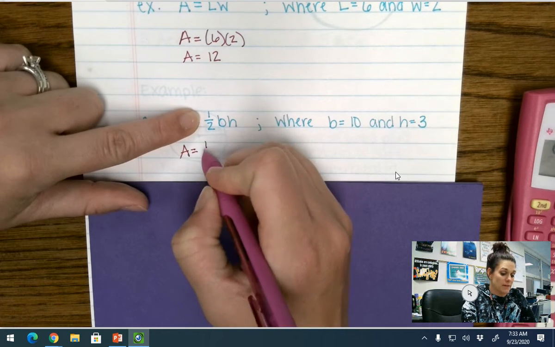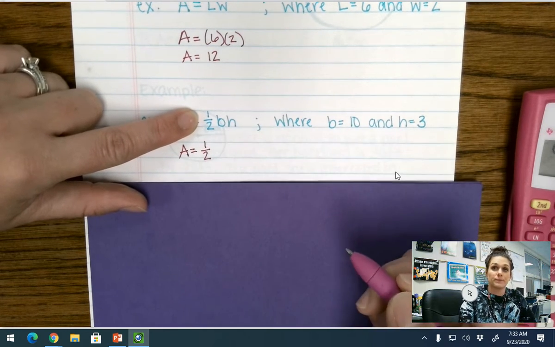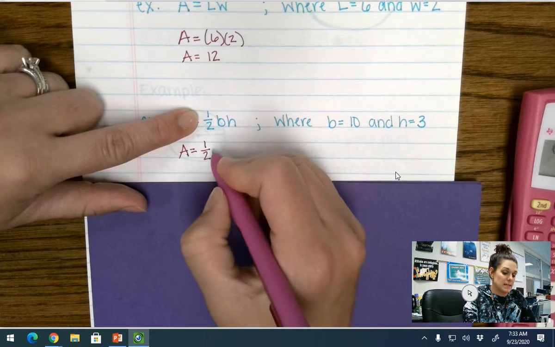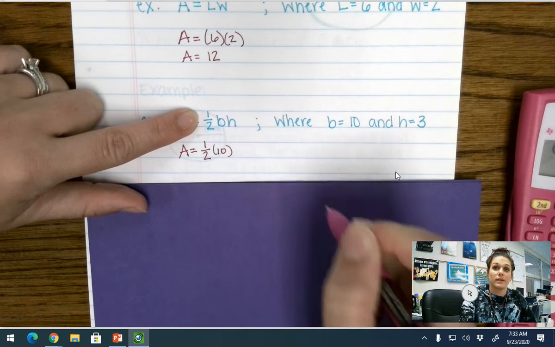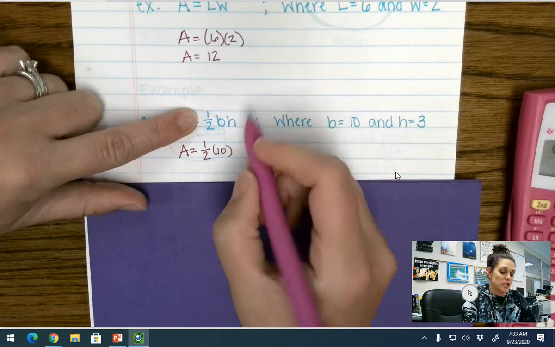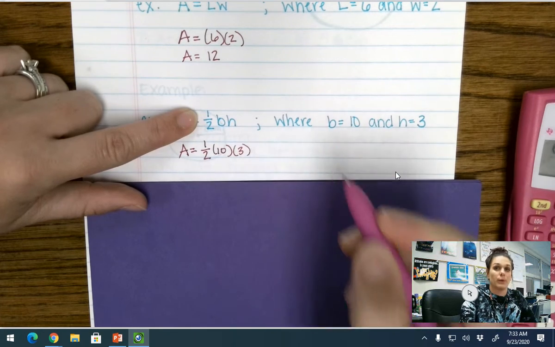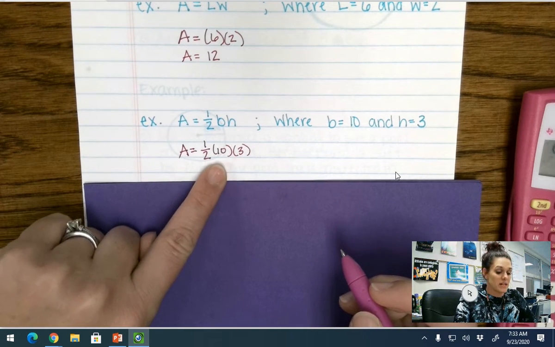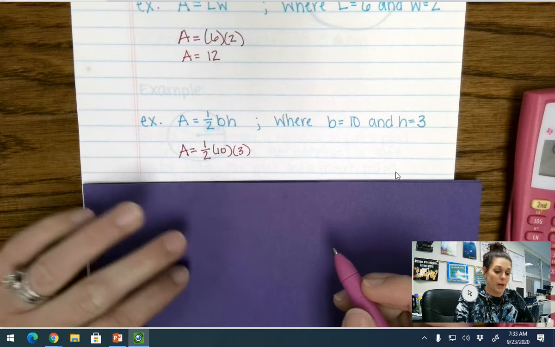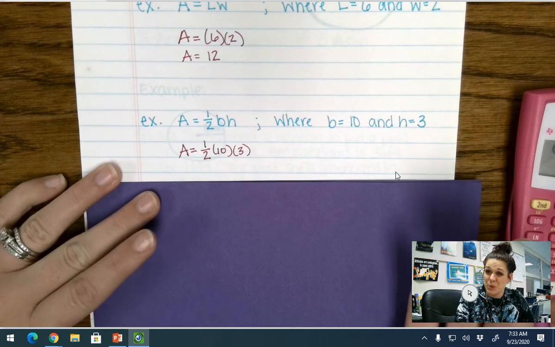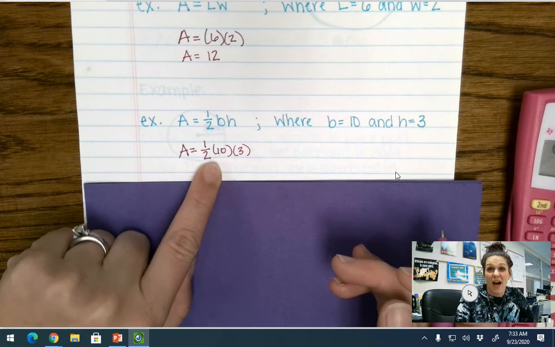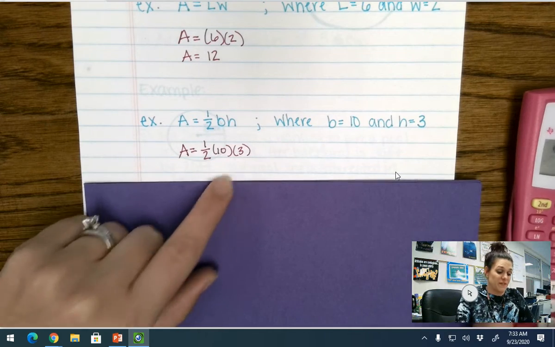1/2 is still 1/2, so we're going to write it exactly as is. They said that B is 10, so I'm going to wrap him in parentheses. And they say H is 3, so I'm going to wrap him in parentheses. So we have 1/2 times 10 times 3. So again, I could do this mentally. Half of 10 is 5. 5 times 3 is 15.